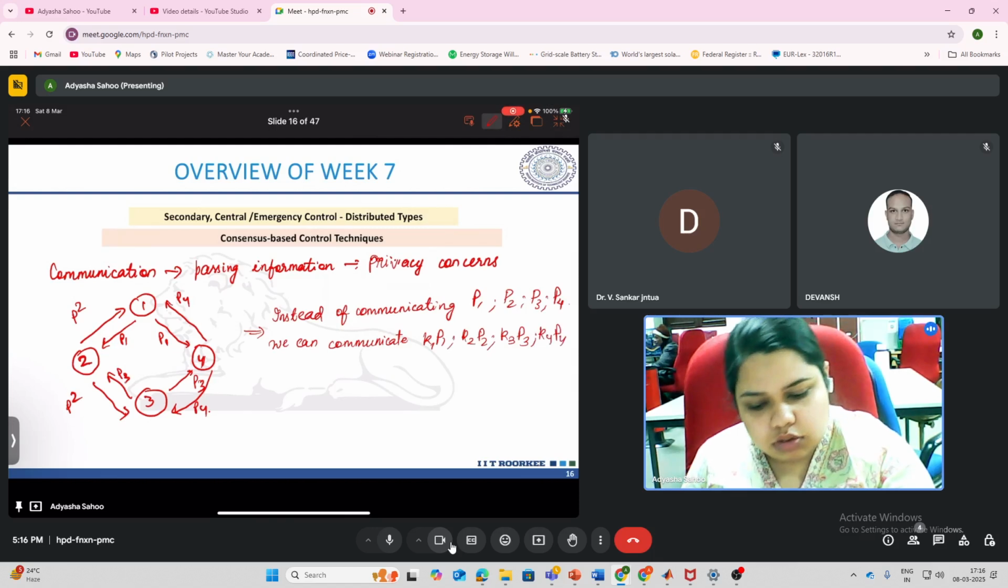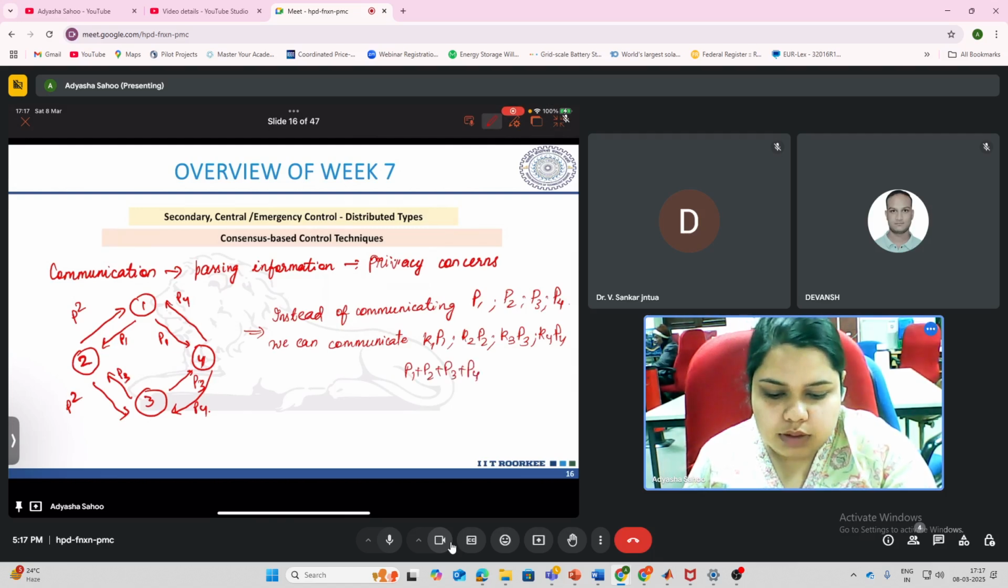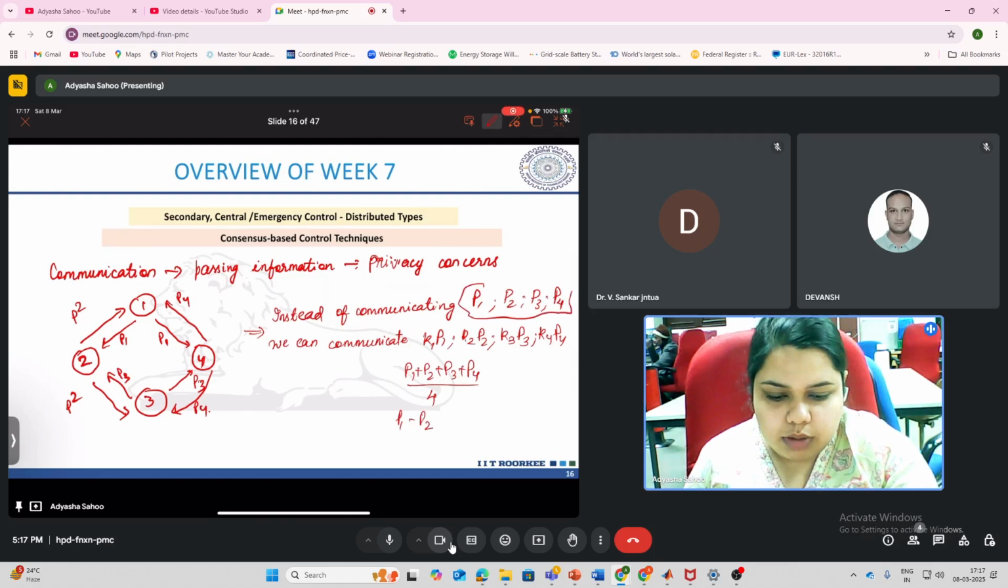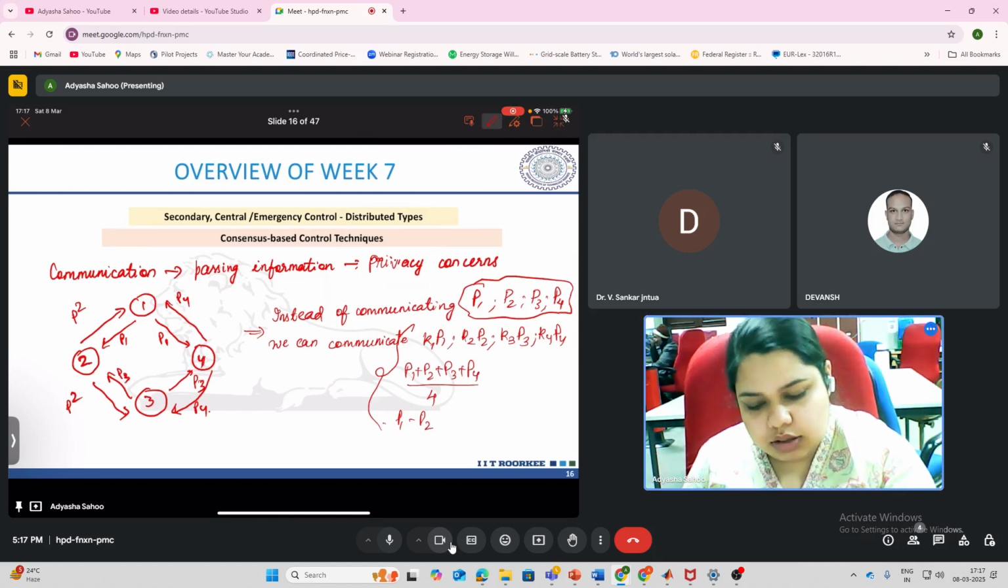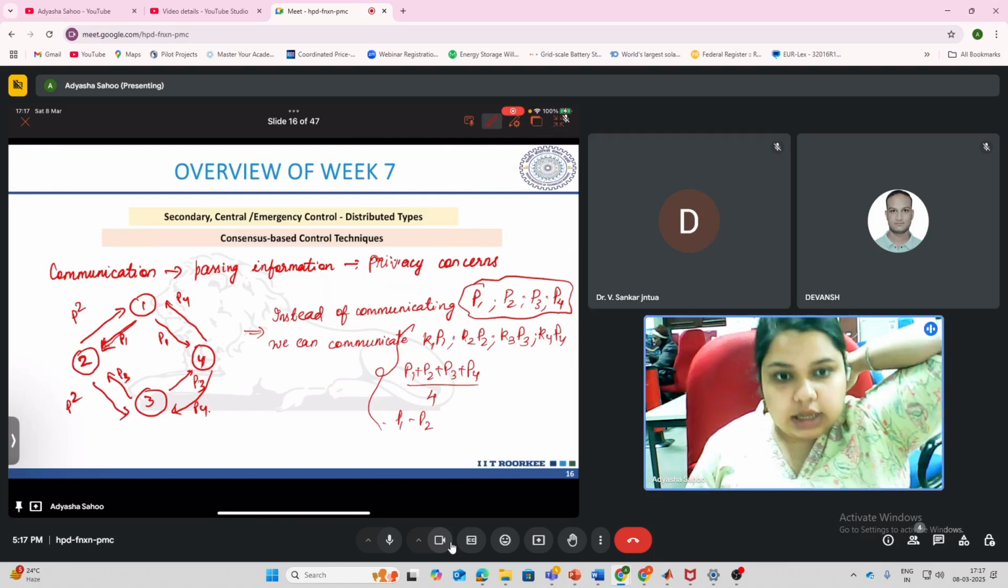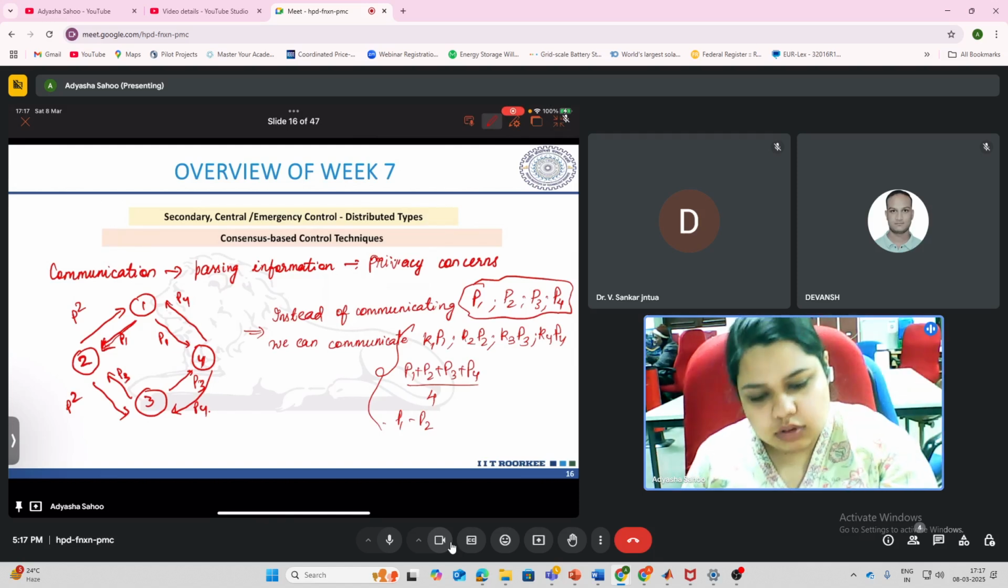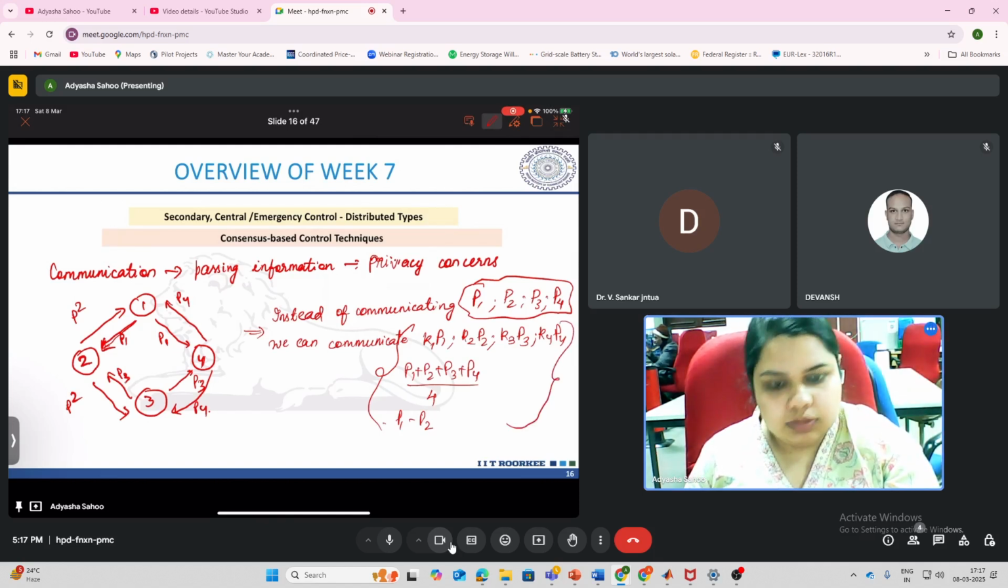Or what you can do, you can also communicate something like the average of the powers, like P1 plus P2 plus P3 plus P4 by 4, or the difference between the powers. So instead of giving the powers directly, you can do some operations with the information and then pass it. By doing so, no one has the exact idea of what the exact power requirement is because you have basically manipulated these powers.